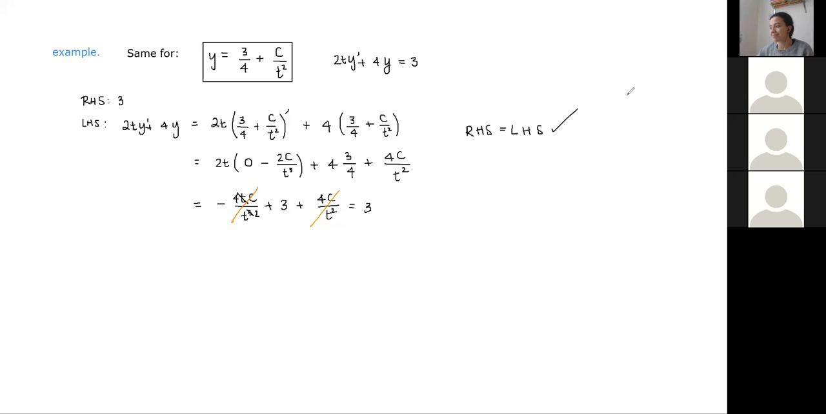No questions? Yeah, I'm kind of lost. Oh, where? So for the right-hand side, you put 3. Is that because it's on the right side of the equal sign? Yeah, that's because this is the right-hand side. So what did you do with the left-hand side?